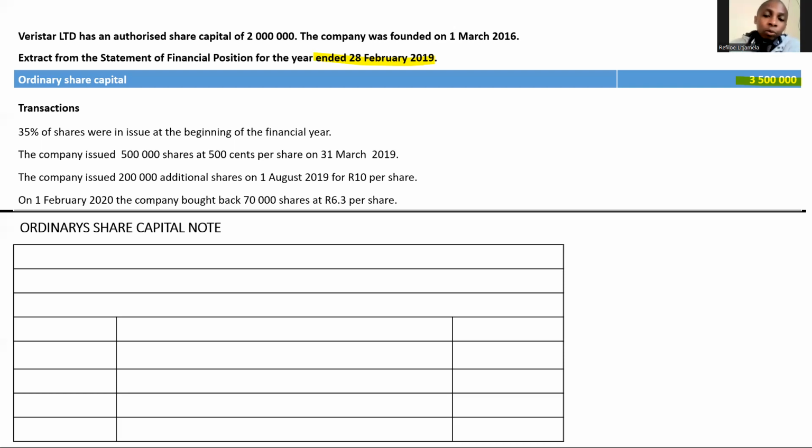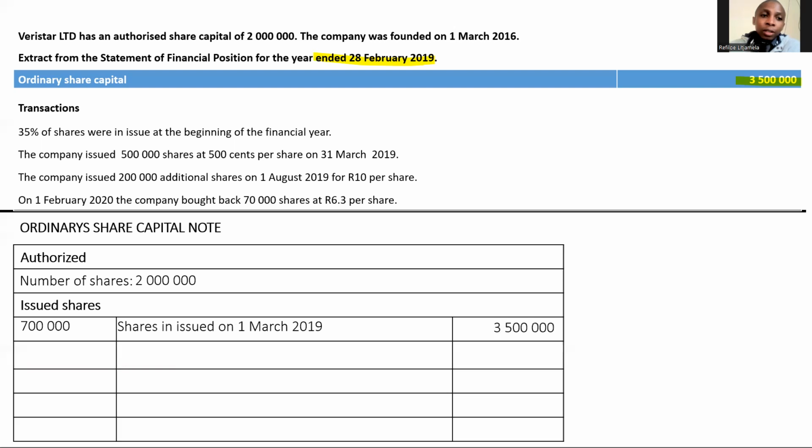When I record, I will start with my authorized share capital, and the number of authorized shares in this case will be 2 million. Now, under issued, I will simply start with the number of shares that we issued at the beginning of the financial year by taking 2 million, multiplying it by 35%, and that will give me 700,000. Now, that 700,000 shares were issued, but share capital raised from those 700,000 shares was 3.5 million.